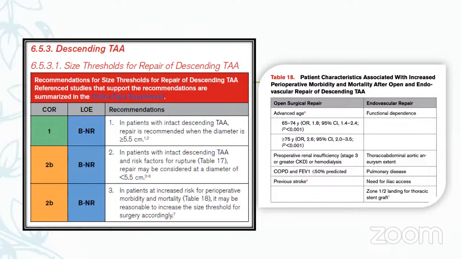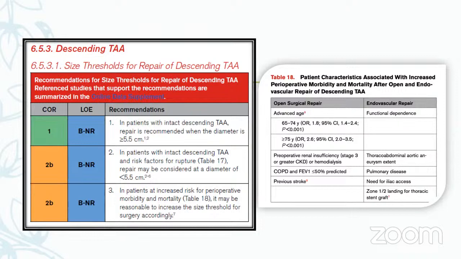So what about the size threshold for repair of the descending thoracic aortic aneurysm? In patients with intact descending thoracic aortic aneurysm, repair is recommended when the diameter is more than or equal to 5.5 centimeters, and this is a class 1 indication. In patients with intact descending thoracic aortic aneurysms and risk factors for rupture, as we discussed previously, repair may be considered at a diameter of less than 5.5 centimeters, depending on the risk factor itself.